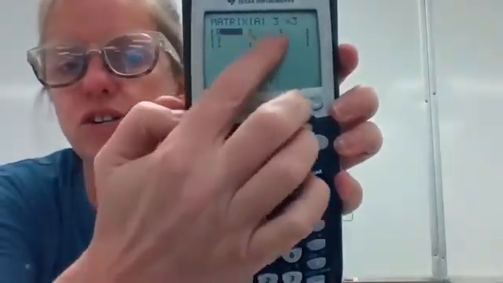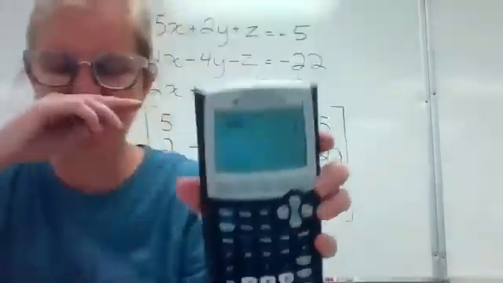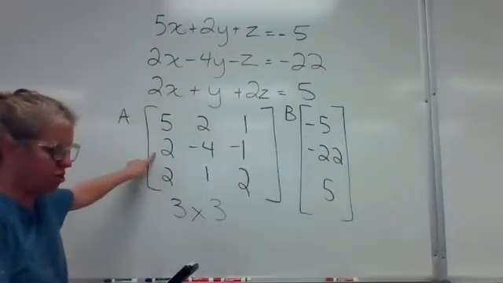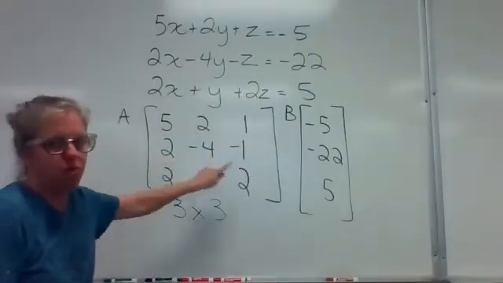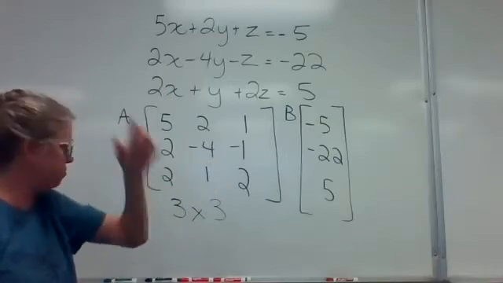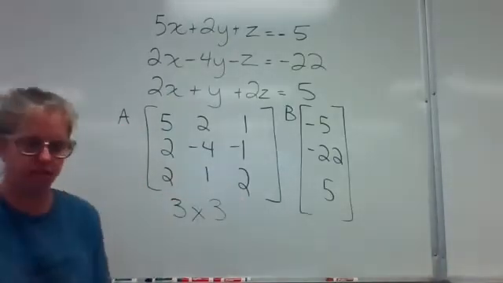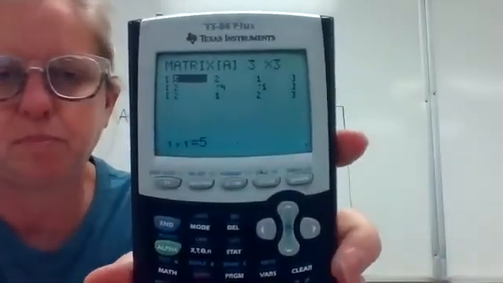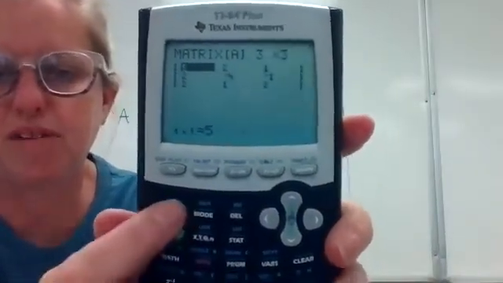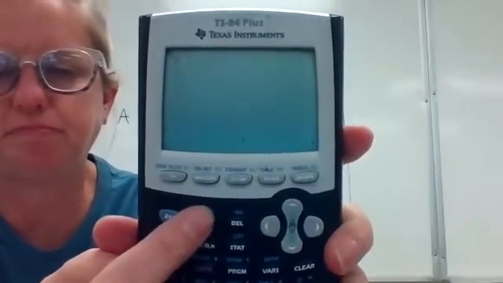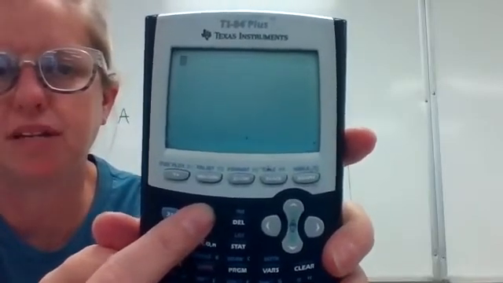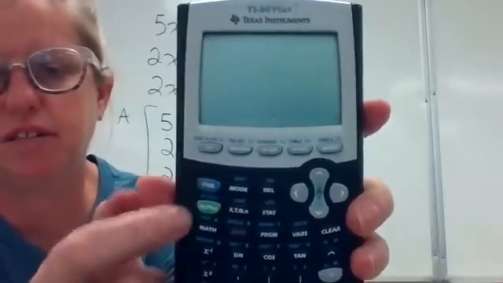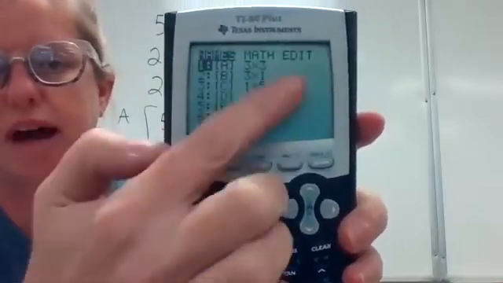And then enter the top row. So 5, 2, 1. The middle row, 2, -4, -1. And then the bottom row, 2, 1, 2. So once you have all that entered, go to second, quit. Right now, back to second matrix again. Back over to edit.